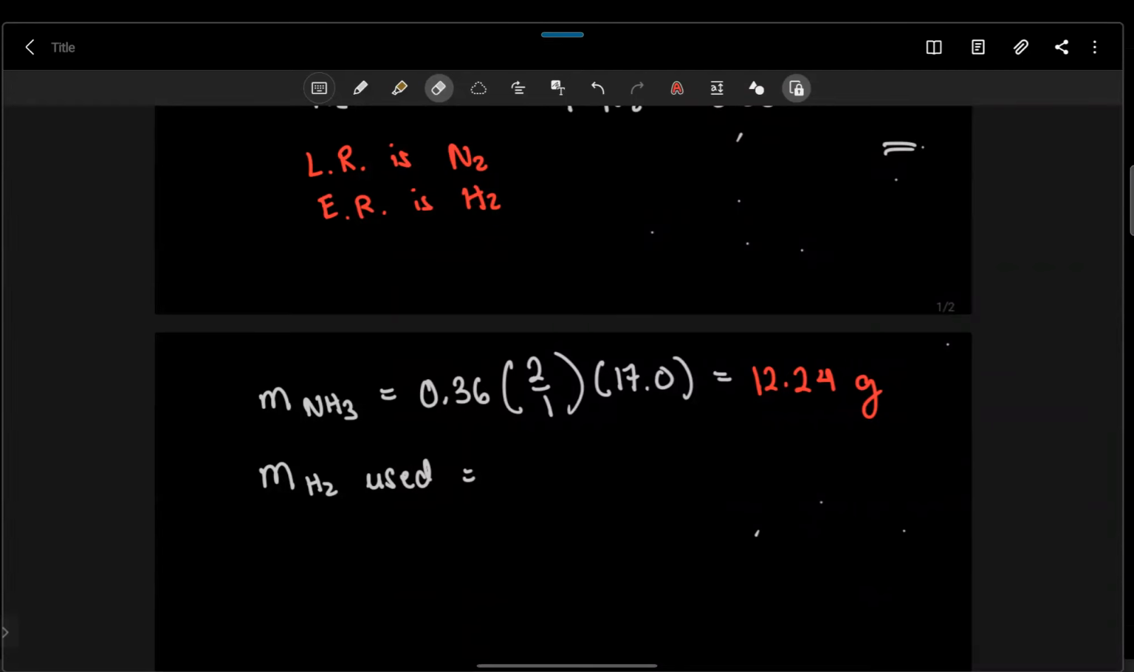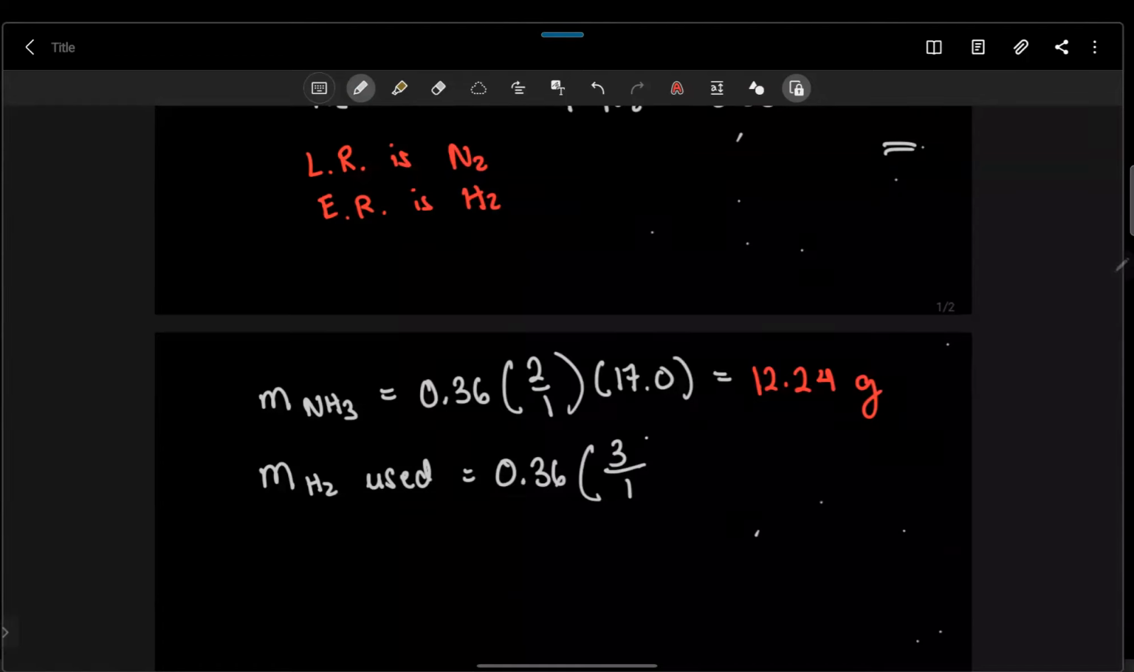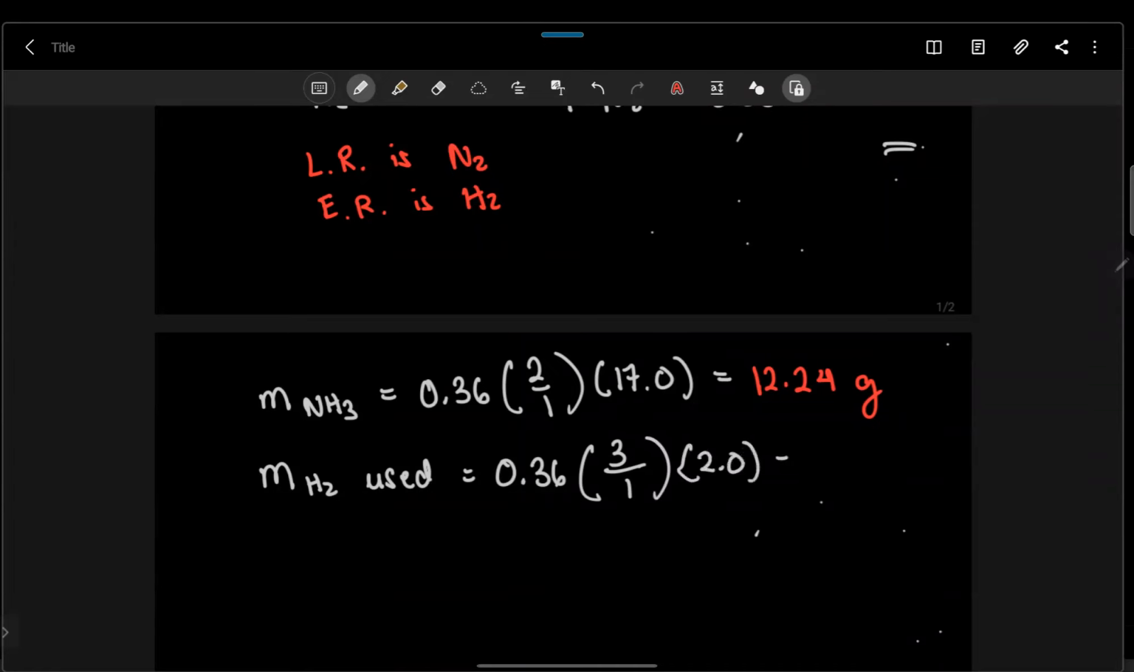Okay, so how? Alam natin yung 0.36 moles of nitrogen, okay, which is the limiting reactant, right? 0.36 moles of nitrogen. But the relationship is 3:1. So for every 1 mole of nitrogen, 3 moles hydrogen. Okay? So yan yung moles. Tapos converting this to mass, okay? Yung hydrogen natin ay 2 yung kanyang molecular weight. So if you calculate this, you will get 2.16 grams.